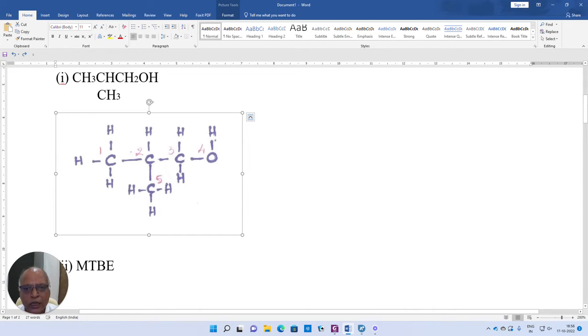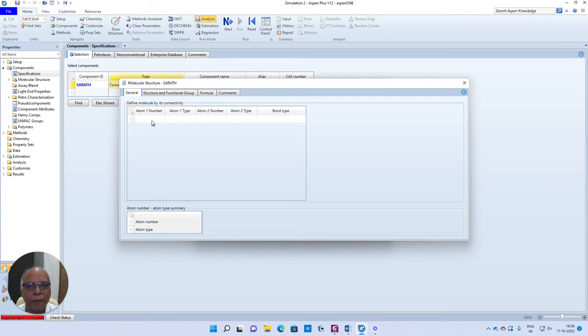In this case, you can see that there are 5 atoms excluding hydrogens. 1, 2, 3 and 5 happen to be carbon. 4 is oxygen, and you can see that all the bonds in this example are single bonds. So let us try to define this information here. So atom number 1, as per my label, is defined as carbon, and it is connected to atom number 2, which is also carbon. And of course, you saw that all the bonds here are single bonds.